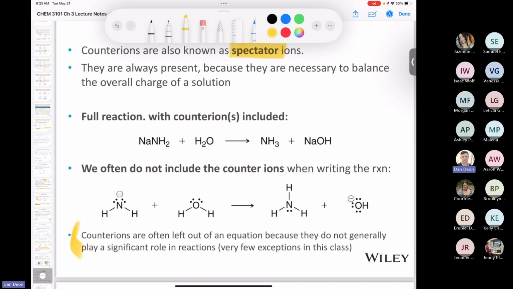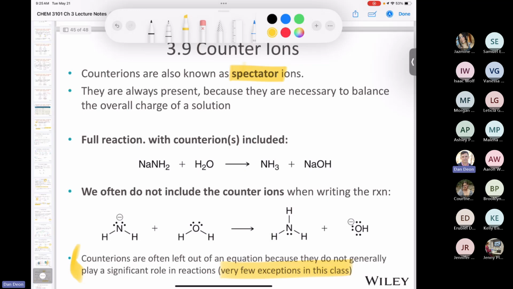Are there times in organic chemistry where you have to look at the cation? Yes, absolutely. But you can see here in the notes, there are very, very few exceptions in this class. I don't even know if there is an exception in Chemistry 3101. I don't think there is. Again, this is more of an FYI thing. I remember one time I was teaching this and a student said, I kept wondering, but I didn't want to ask.